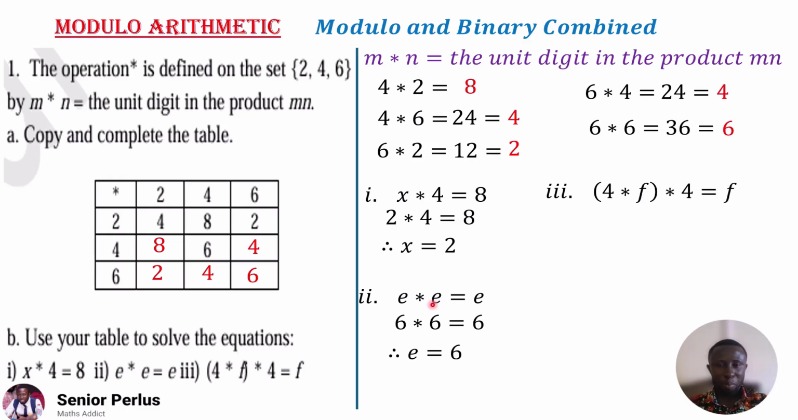III. 4 star F, bracket close, star 4 is F. So this one, you have to take it one after the other because it will be difficult. So let's try F is 2. Let's check it. So 4 star 2 is 8. Then 8, we don't have 8 here, star 4. So this one will be undefined. We don't know. So it will be undefined. So let's check 4. 4 star 4 is 6.